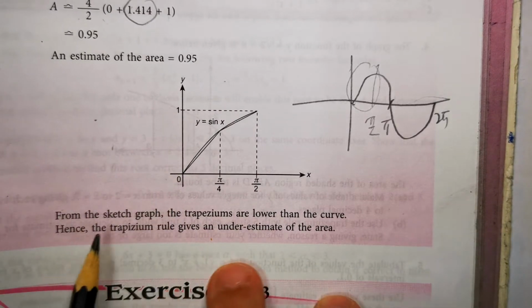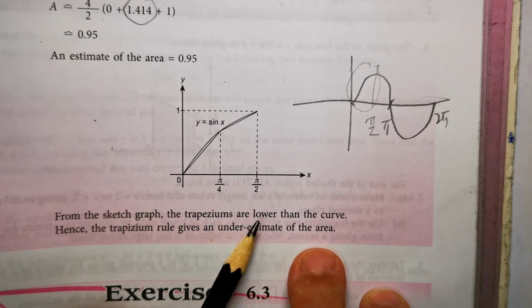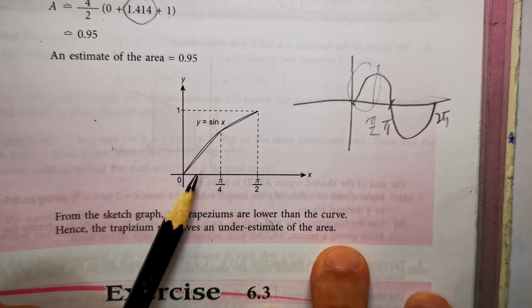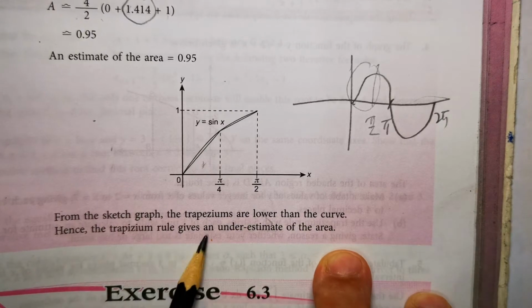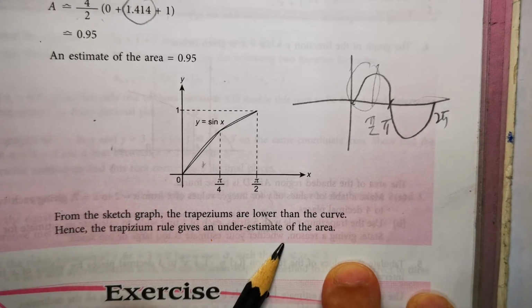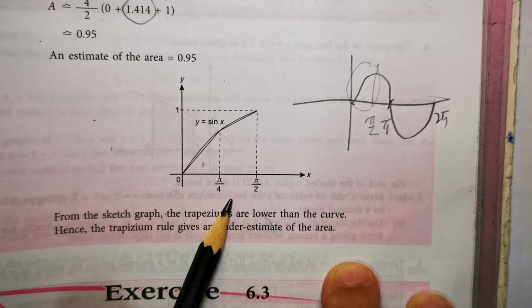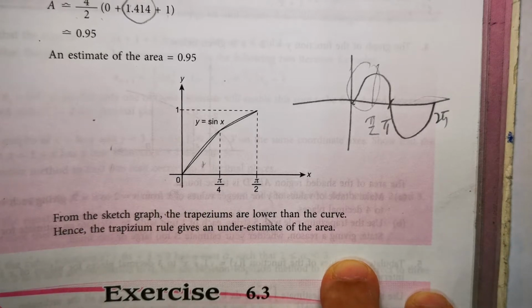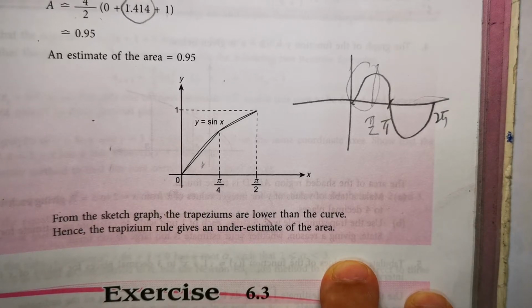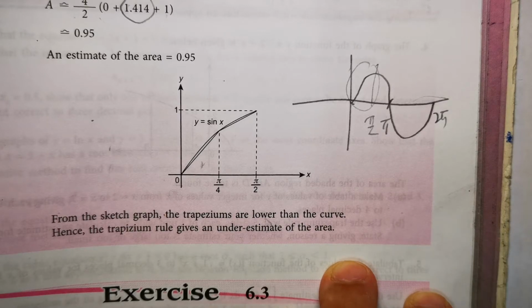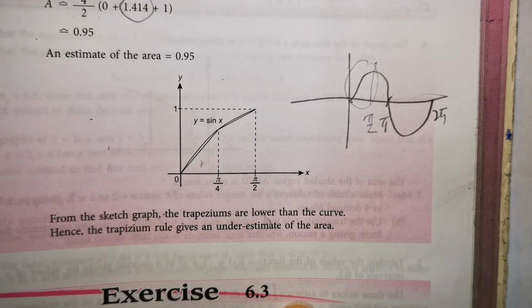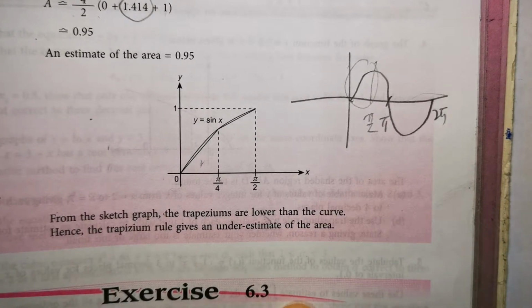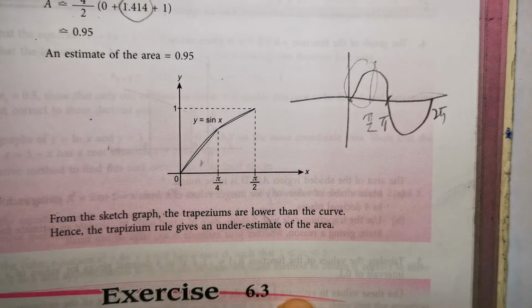If concave downwards, the trapezium will be lower than the curve. You see these two trapezium? Lower than the curve. Hence, the trapezium rule gives us an underestimate area. You can talk about the trapezium, you can talk about concavity, or you can also say that the graph is concave downwards. Therefore it is underestimate. These are the two examples that involve accuracy of the trapezium rule.